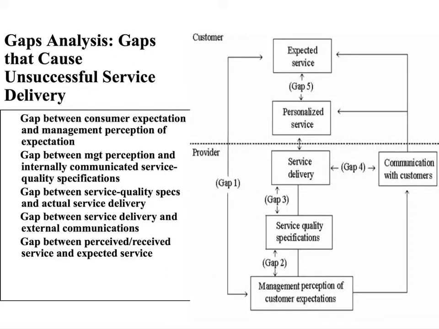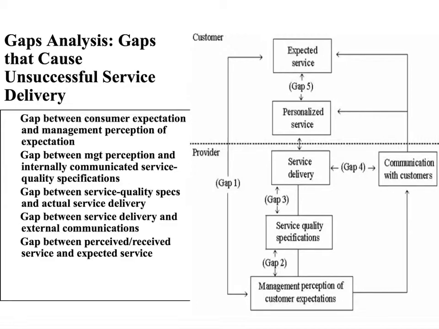I want to actually start by giving an overview of what this picture looks like. Look at the very top. Expected service. This is what the customer expects to receive from its transaction with a vendor, with a firm, with a marketer. Look at the very bottom of the screen. Management perception of customer expectations. Does management know what its customers want?